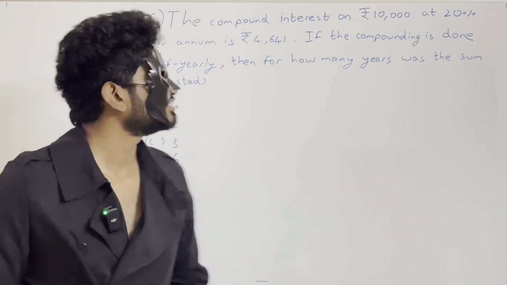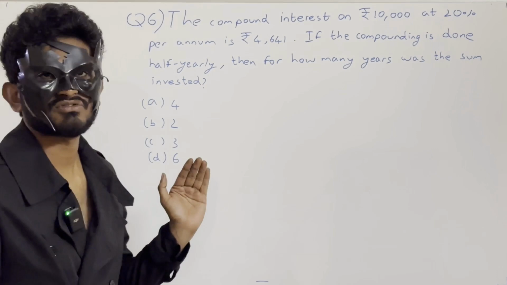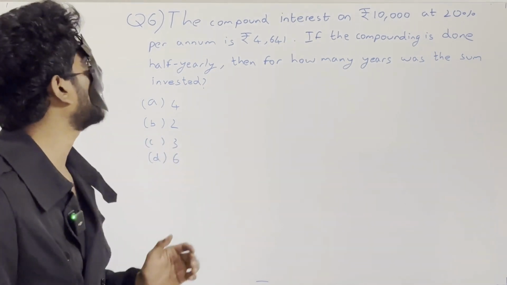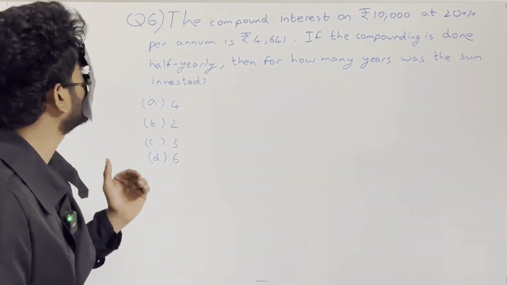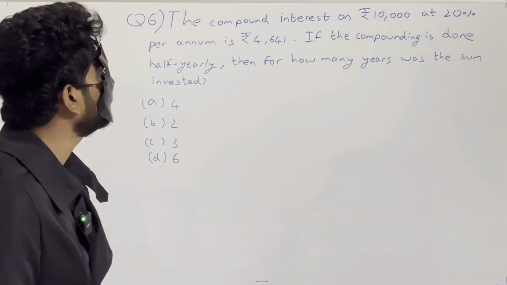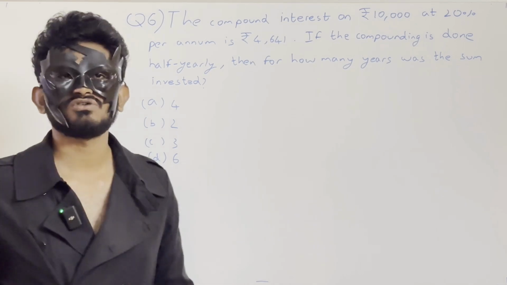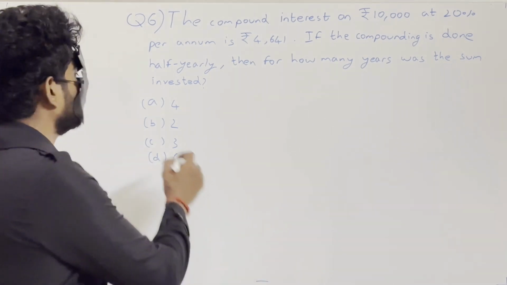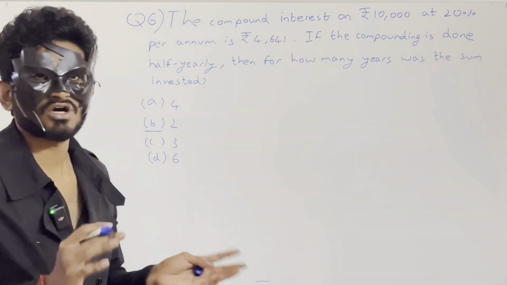So superhumans, next question is: the compound interest on rupees 10,000 at 20% per annum is rupees 4,641. If the compounding is done half yearly, then for how many years was the sum invested? Generally in the exam, by looking at the question itself, I will tick option B. Why, I will tell you. After that I will teach you how to solve it from basic.